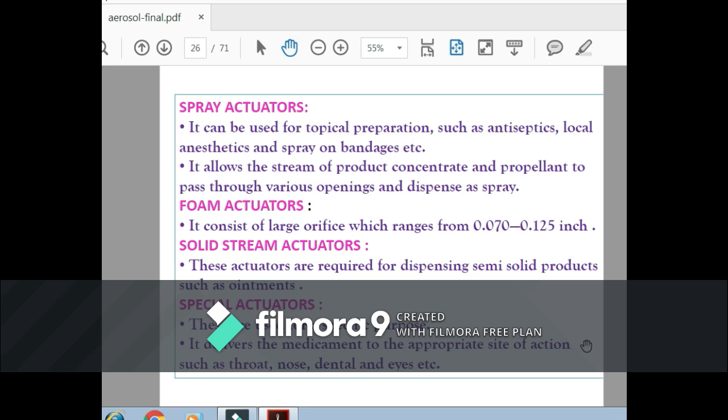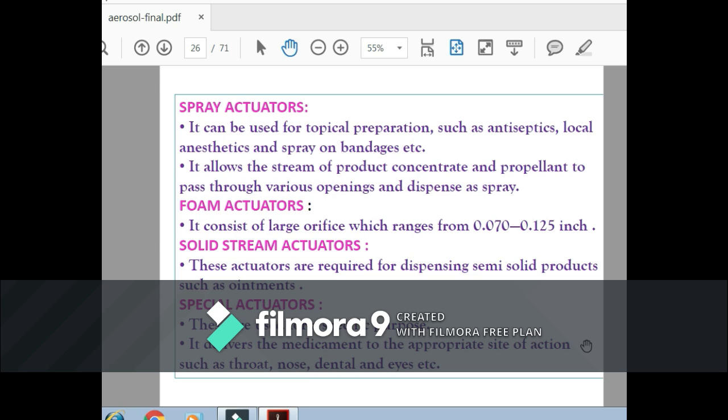Then foam actuators. Generally foam actuators are used for shaving cream purposes. In that case we use the foam actuators. Then solid stream actuators are there. These are required for dispensing semi-solid types of products such as ointments. Then special actuators are there. These are used for specific purposes. They deliver the medicament to the appropriate site of action.